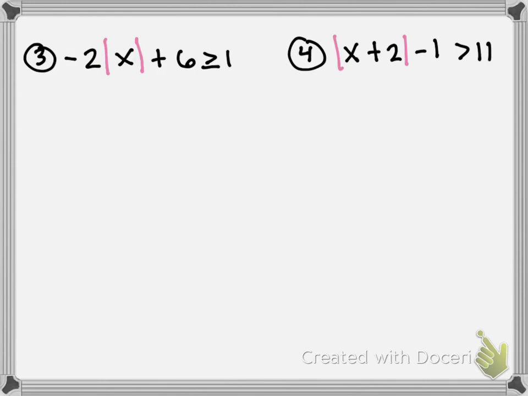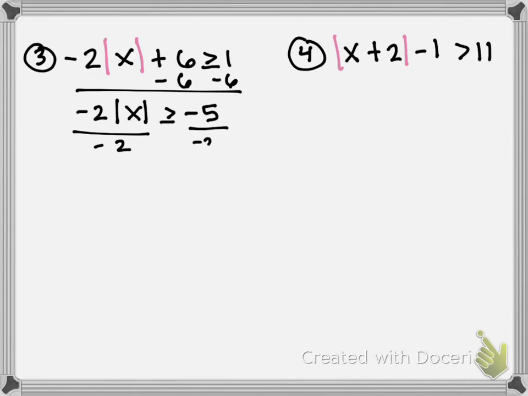All right, let's try number 3. Negative 2 times the absolute value of x plus 6 is greater than or equal to 1. So I'm going to start by subtracting 6 from both sides. Negative 2 times the absolute value of x is greater than or equal to negative 5. Divide both sides by negative 2. Here's where you have to be careful. When you divide by a negative, remember, you flip your inequality symbol. So the absolute value of x is, I didn't even flip it, look at that. The absolute value of x is less than or equal to positive 5 over 2.